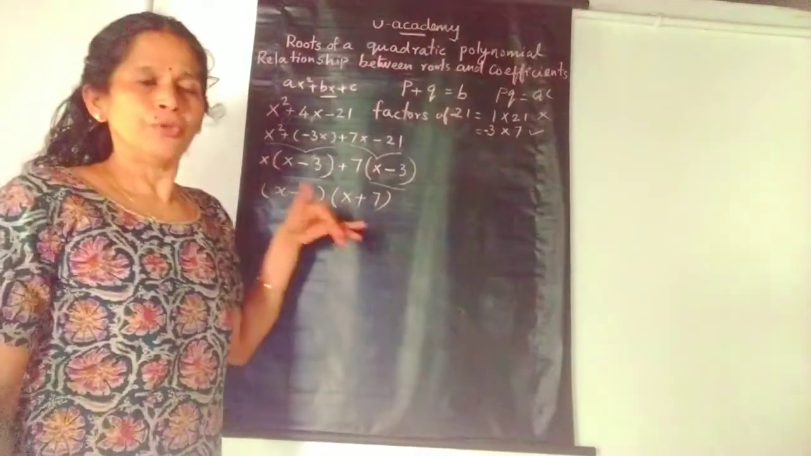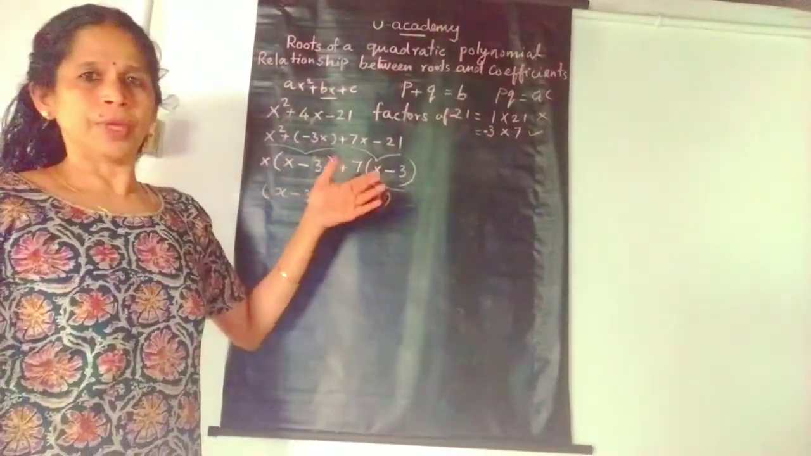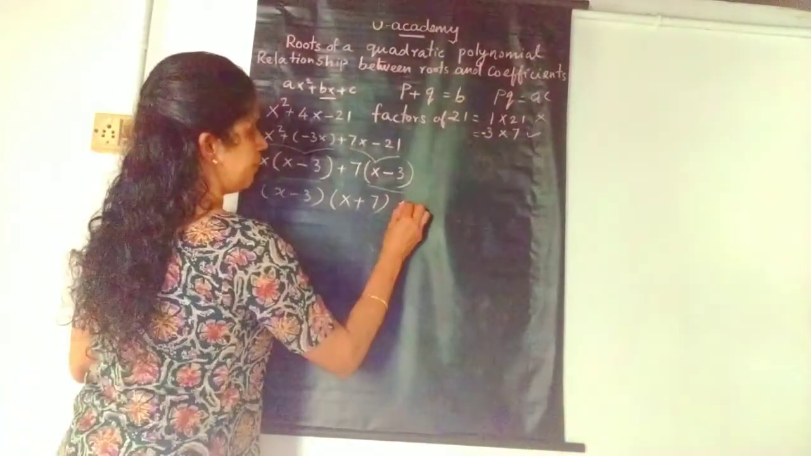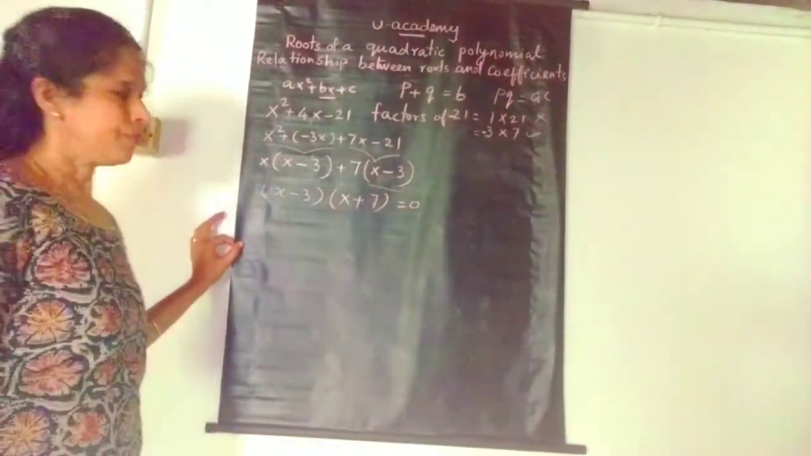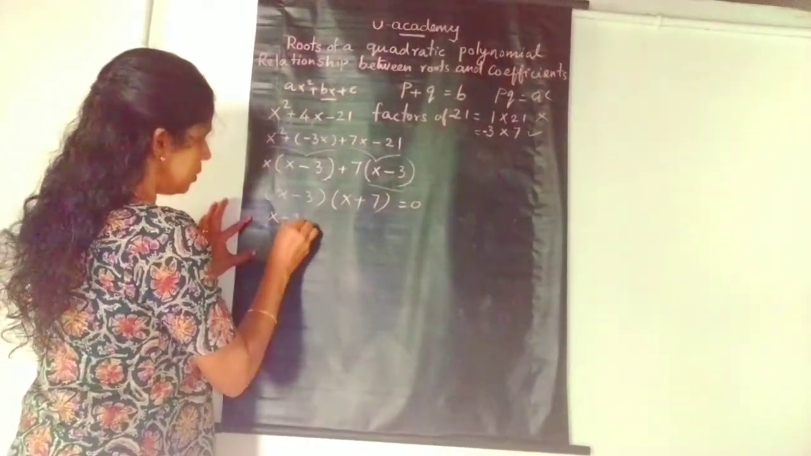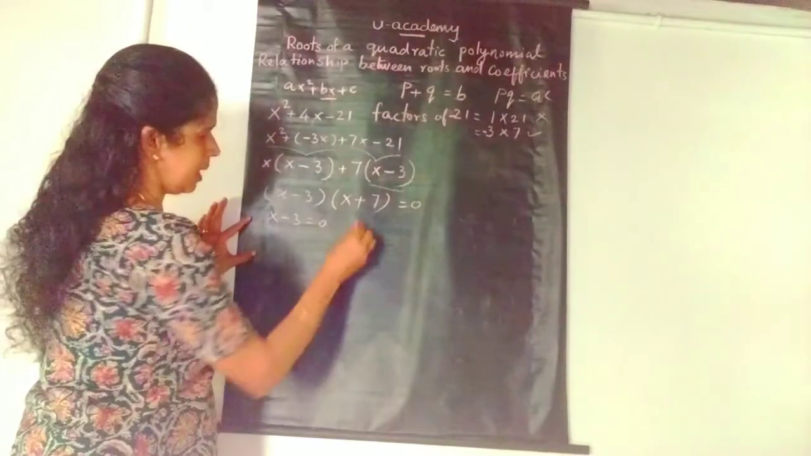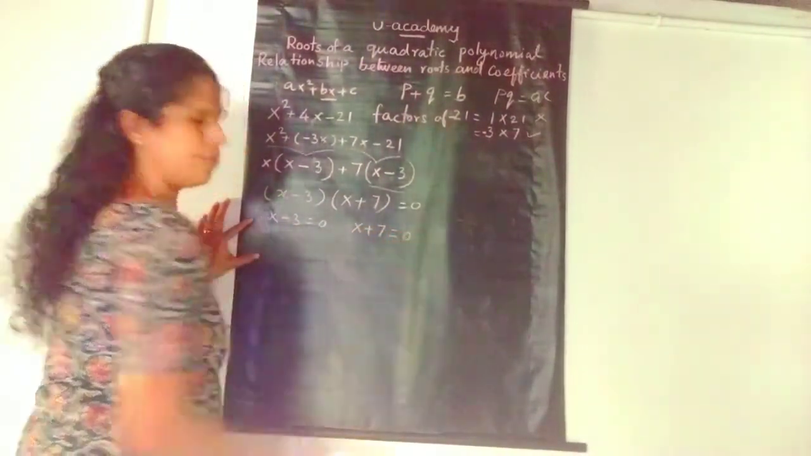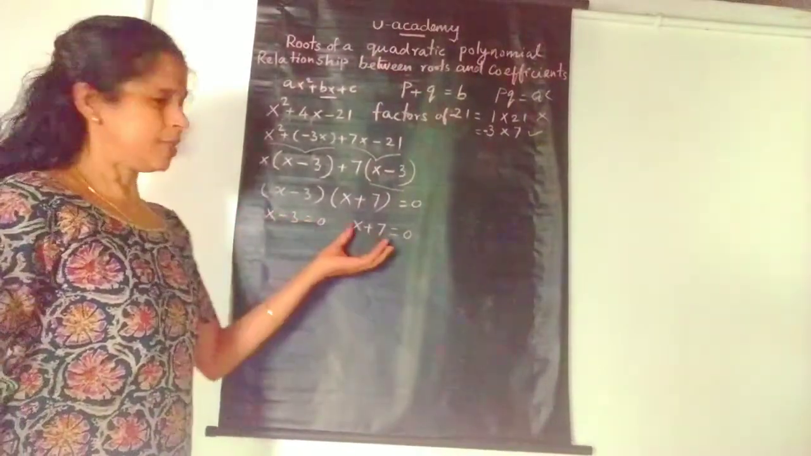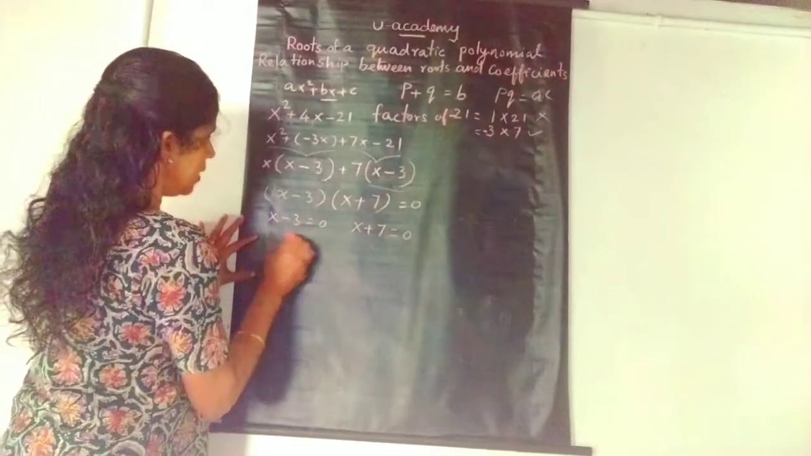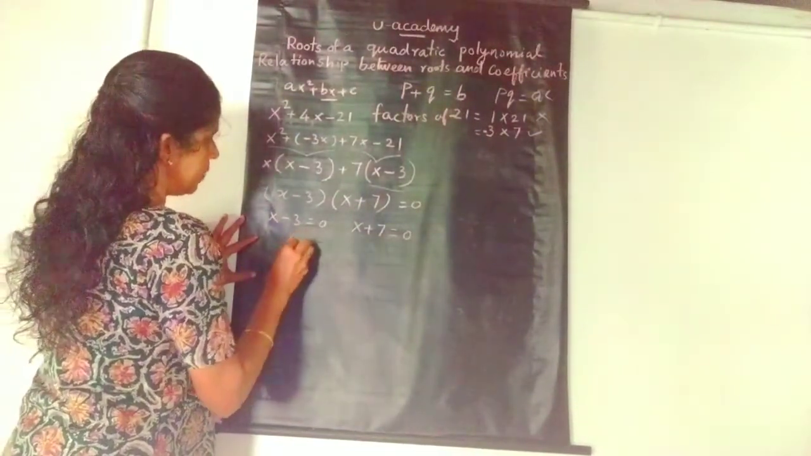So here what are we going to find? We are going to find the zeros of the polynomial. So it should be equal to 0. Since it is 0, x minus 3 equals 0 or x plus 7 equals 0. We are going to solve this. Now this is a linear equation, right? Yes.